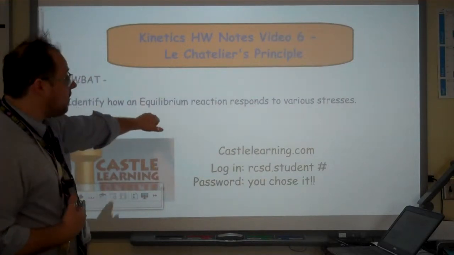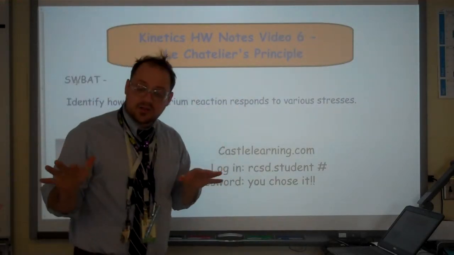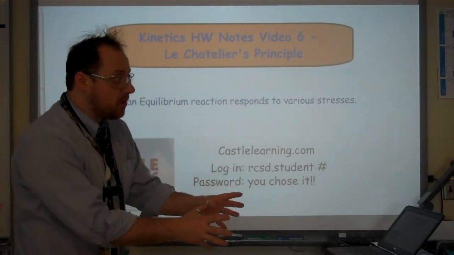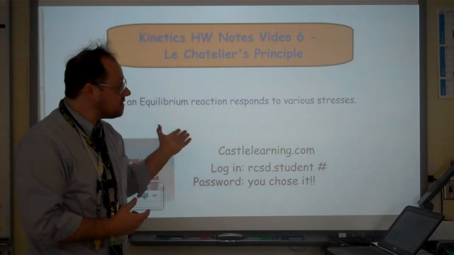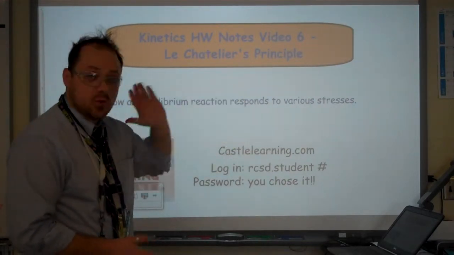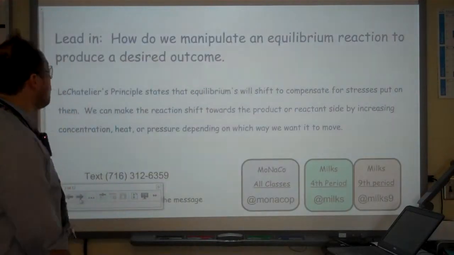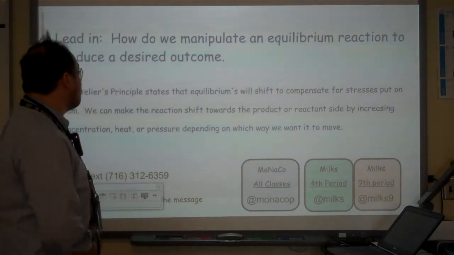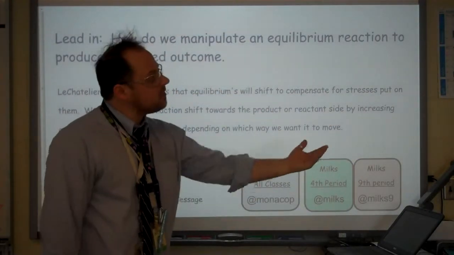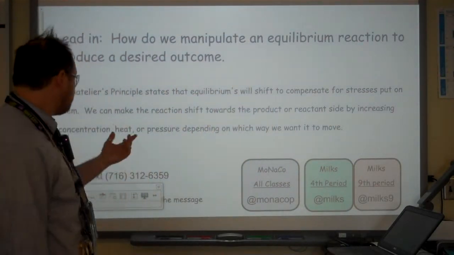Alright, so we're going to identify how an equilibrium reaction responds to various different stresses. The 6 things that you can do to speed up a reaction are pretty much the same 6 things that we're going to look at as stresses, except now it's going to shift the reaction in one direction or the other, towards the right, towards the left. So how do we manipulate an equilibrium reaction to produce a desired outcome? If I want the equilibrium to shift to the right, what do I do? If I want it to shift to the left, what do I do?